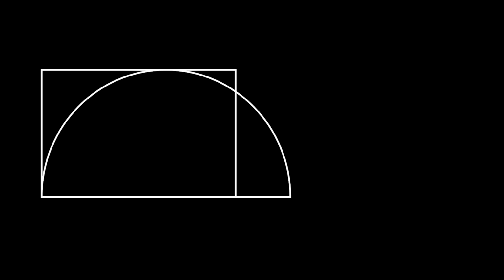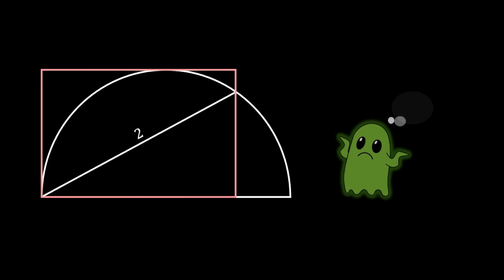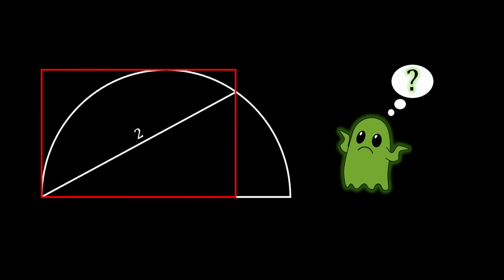Now, if we pull the chord of our half circle from the bottom left corner up until the point of intersection between the arc of our half circle and the right side of the rectangle, and say that this chord has the length of 2, is it possible for us to calculate the area of this red rectangle?